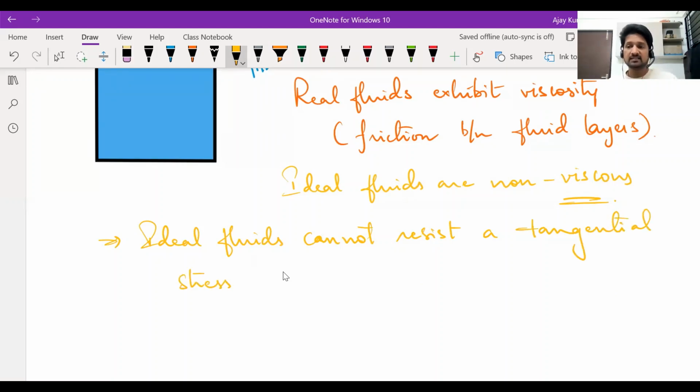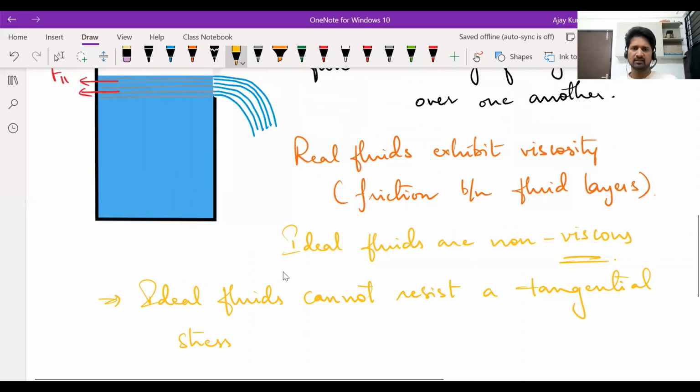Tangential stress makes layers move over each other. A solid can oppose that up to a certain extent. It will undergo a little bit of deformation, and then the restoring forces won't allow the layers to slide anymore. A liquid or a gas cannot do that. An ideal fluid can absolutely not do that. It cannot oppose layers from sliding over each other. So ideal fluids cannot resist a tangential stress at all.